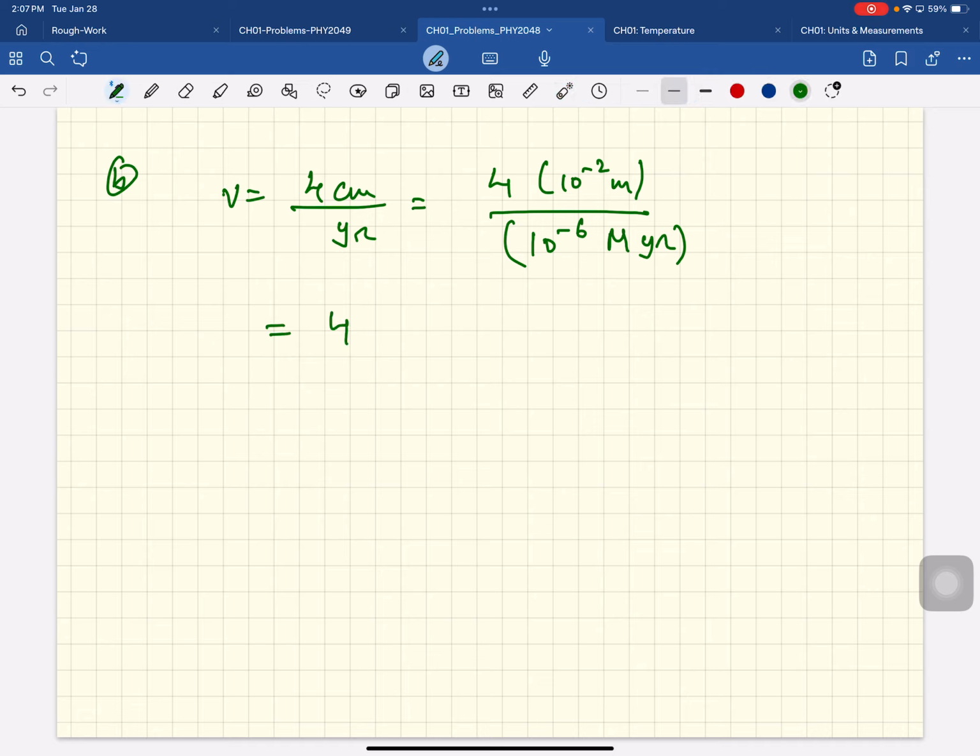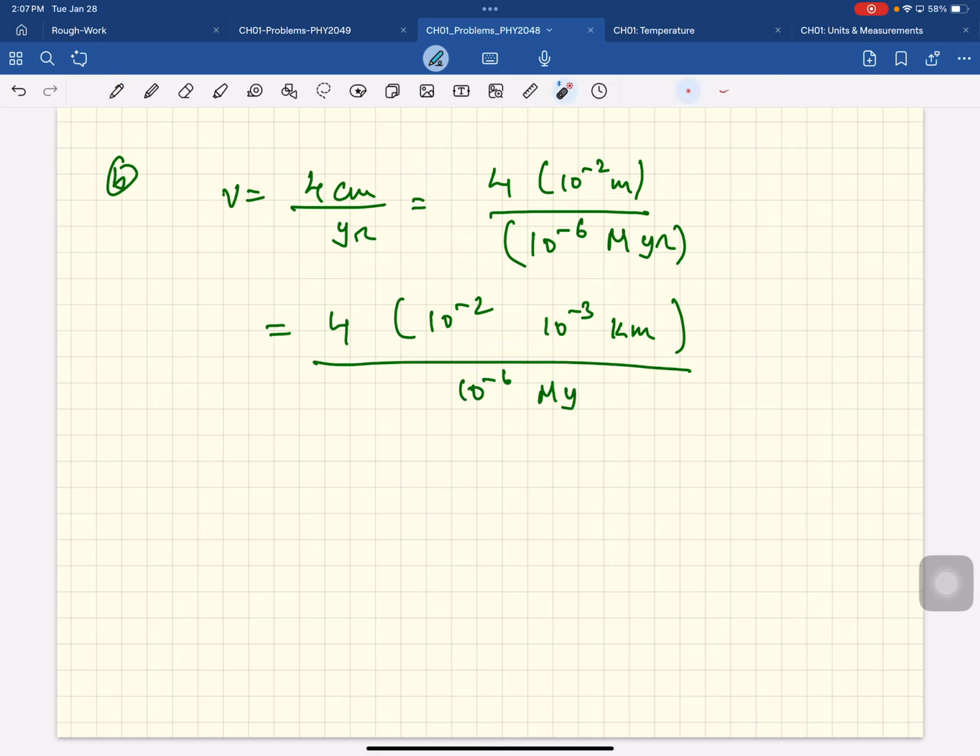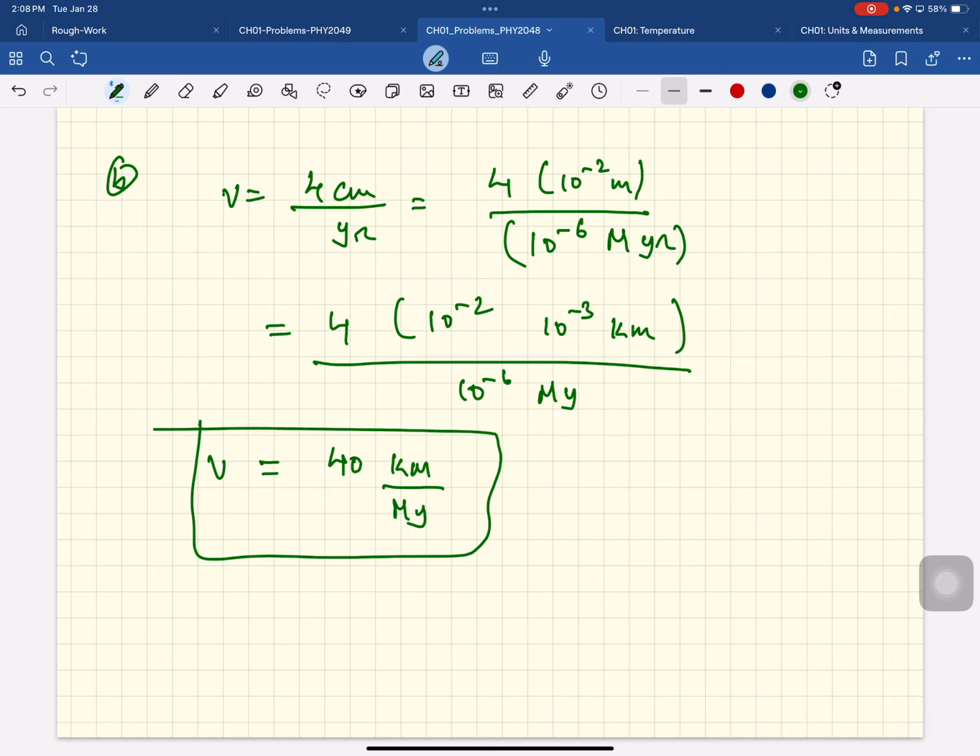And this is 4 times 10 to the minus 2. A meter, you want to convert that to kilometer. So 10 to the minus 3 times a kilometer. That kills that, that kills that, okay? So you have 10 to the minus 5, this is 10 to the minus 6, you get 1 on top, so that's 40 kilometers in a million years. That's the velocity of a plate, okay? So a plate will move from here to Palm Coast in a million years.